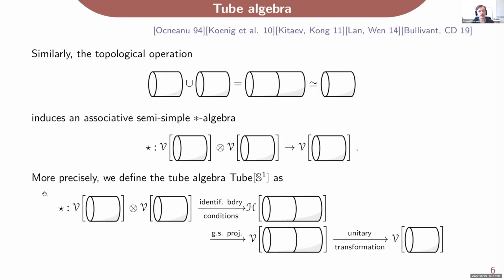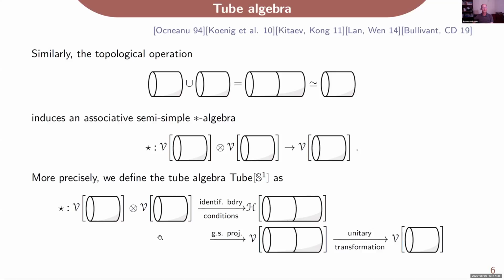Similarly, we can do a similar topological operation. We can take two cylinders and glue them, right? So we're just left with a bigger cylinder. And then with the diffeomorphism, we can reduce its length so that it looks like the original one. Now, again, at the level of the ground state subspaces, this induces an algebra structure, because I'm starting from two states from the two copies of the ground state subspace of the cylinder, and the result will be a state in the original ground state subspace. So how is this algebraic structure defined?